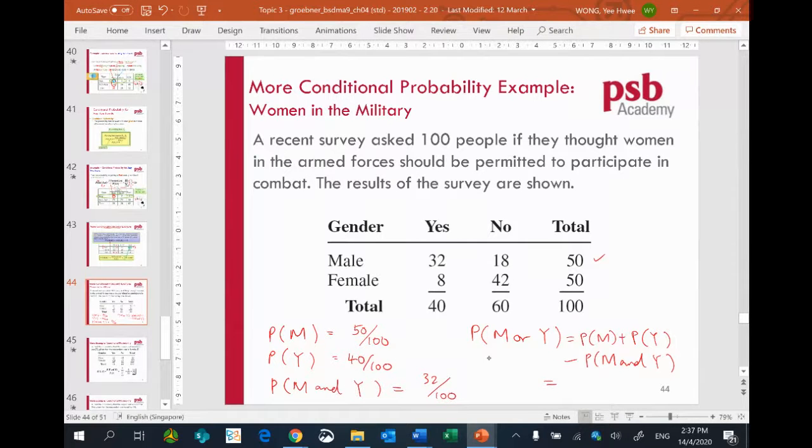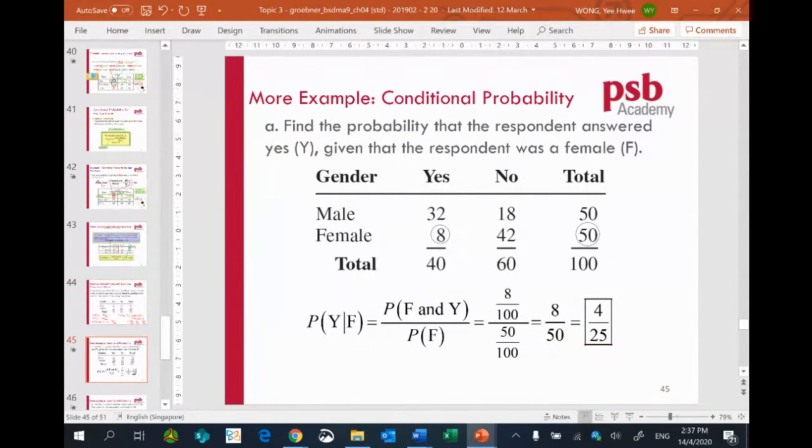So the answer will be, the male will be this, 50. The yes will be 40. But you have to take away the male and yes. Male and yes, how much? 32. So how many ways can the question ask you? They can ask you only one thing inside. They can ask you two things with the and, two things with the or, and two things with the if.